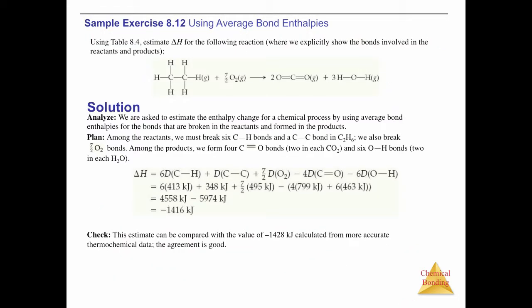Sample exercise 8.12, using average bond enthalpies. Using the tabulated values, estimate the enthalpy for the following reaction, where we explicitly show the bonds involved in the reactants and the products. We're asked to estimate the enthalpy change for a chemical process by using average bond enthalpies for the bonds that are broken in the reactants and formed in the products.